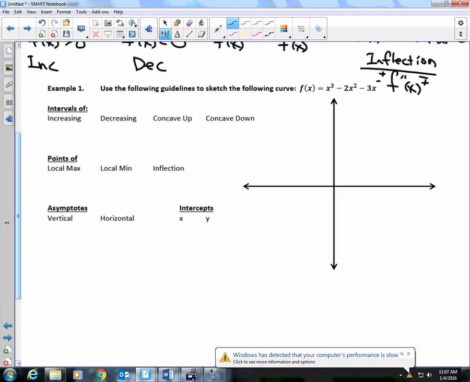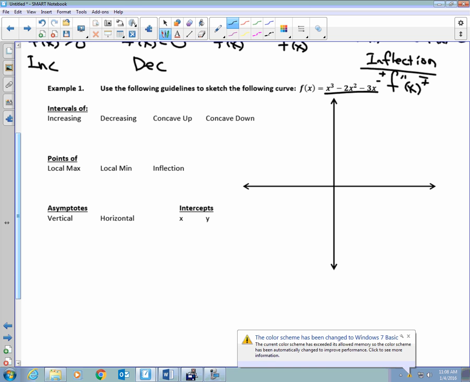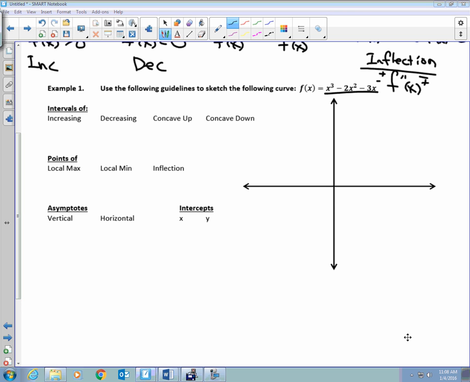Okay, so it says use the guidelines up above to sketch the curve of x to the third minus 2x squared minus 3x. Now again, remember Newton back in the 1600s, as he's trying to sketch this graph. How is he going to make sure it's very accurate? And so this is the process that he might go through. And so we're going to start by identifying the y-intercept. We identify the y-intercept by plugging in what?